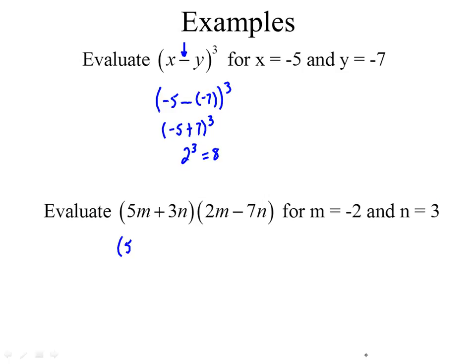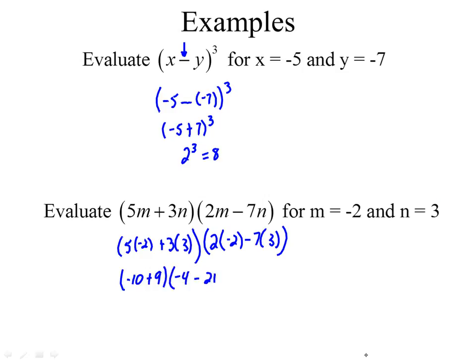M is negative 2, so you have 5 times negative 2 plus 3 times n, which is 3. That's going to be your first group. Your second group is going to be 2 times m, which is negative 2, minus 7 times n, which is 3. So let's work within the groups. For the first one, we're going to have a negative 10 plus 9. And for the second, we're going to have a negative 4 minus 21. So that first group turns into a negative 1. And that second group turns into a negative 25, which is going to be a positive 25.